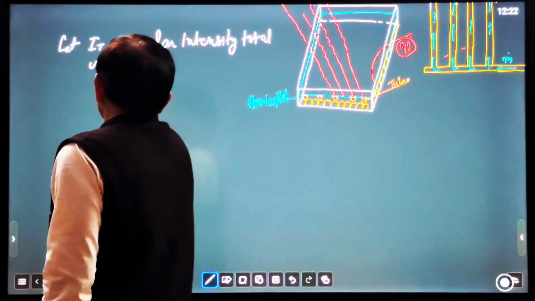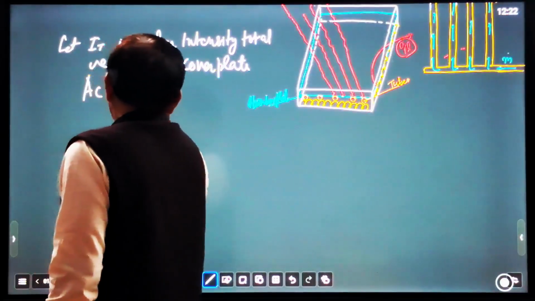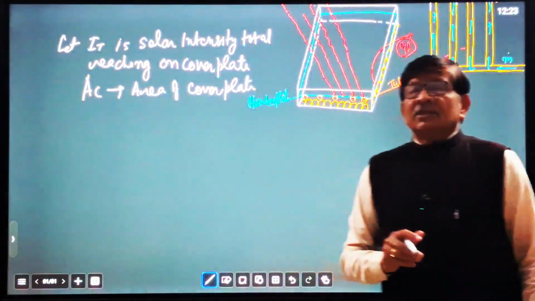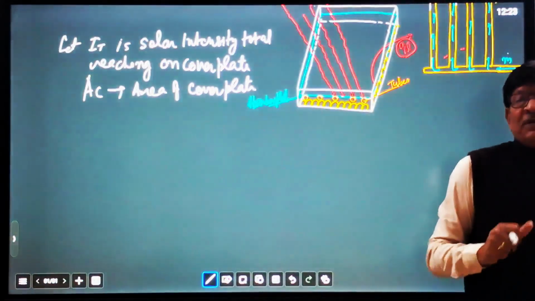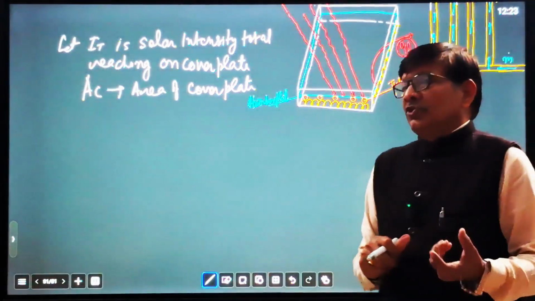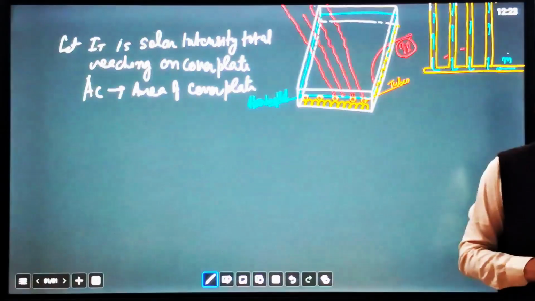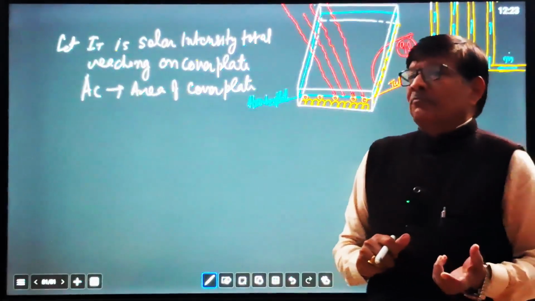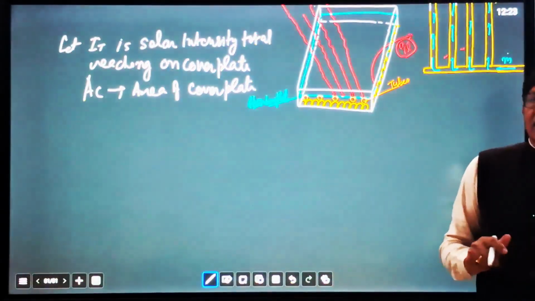Total radiation reaching on the cover plate. Ac is the area of the cover plate. The cover plate is also known as glazing and is made of toughened glass. The thickness of the cover plate is in the range of 3 to 5 millimeter. It is made of toughened glass having some ferric oxide particles.